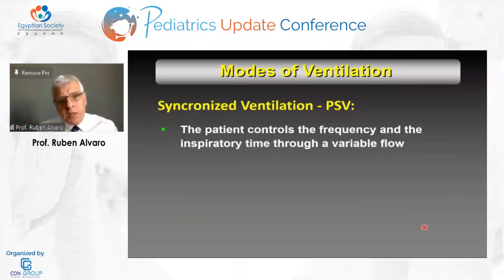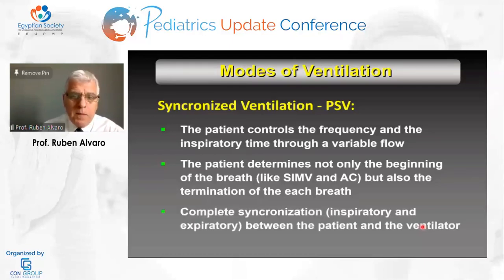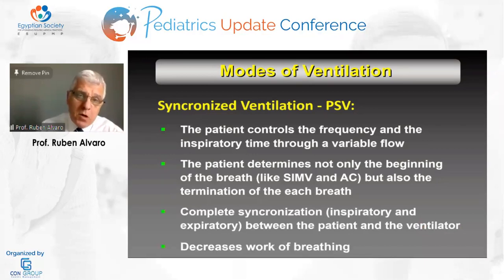Now, the other form that I mentioned before is the PSV, which is the flow cycle ventilator. In this mode, the patient controls the frequency and the inspiratory time through a variable flow. The patient determines not only the beginning of the breath, like SIMV and assist control, but also the termination for each breath. So it's the only fully synchronized mode of ventilation, okay? So complete synchronization, inspiratory and expiratory, between the patient and the ventilator. And because of this, it has the potential to significantly decrease the work of breathing compared to the other modes.